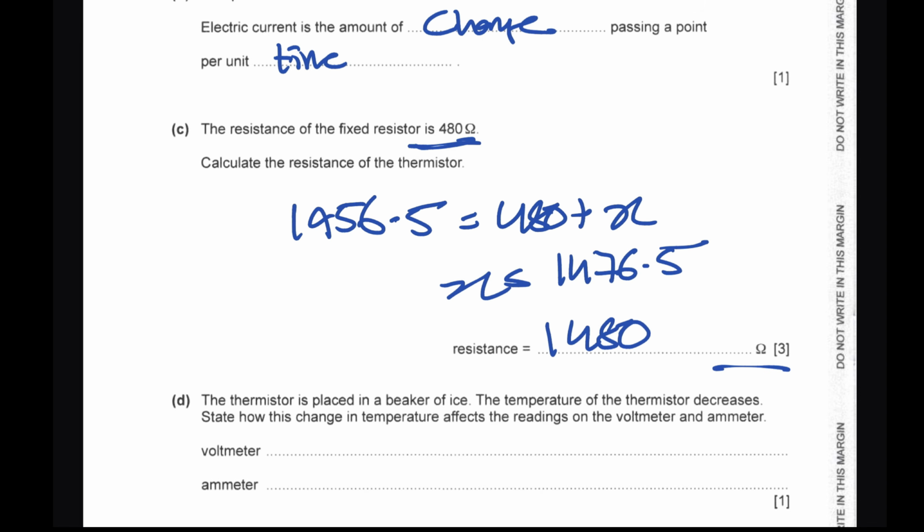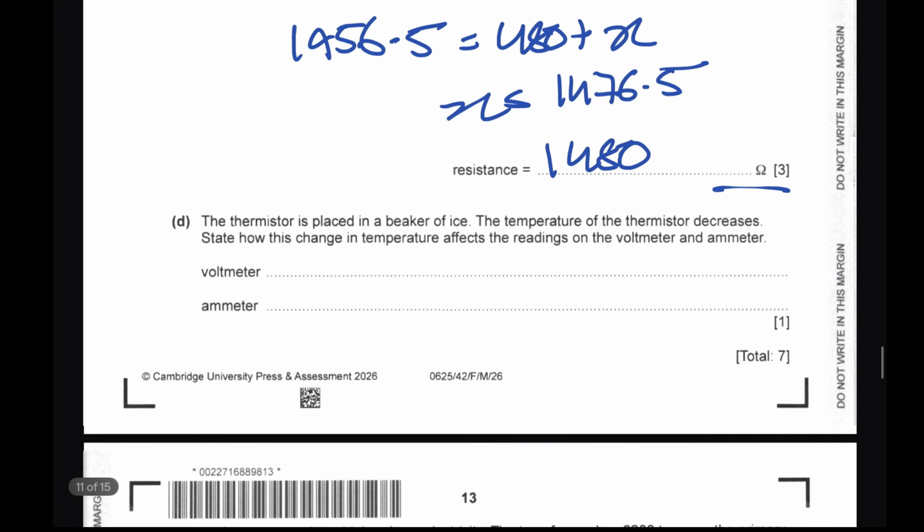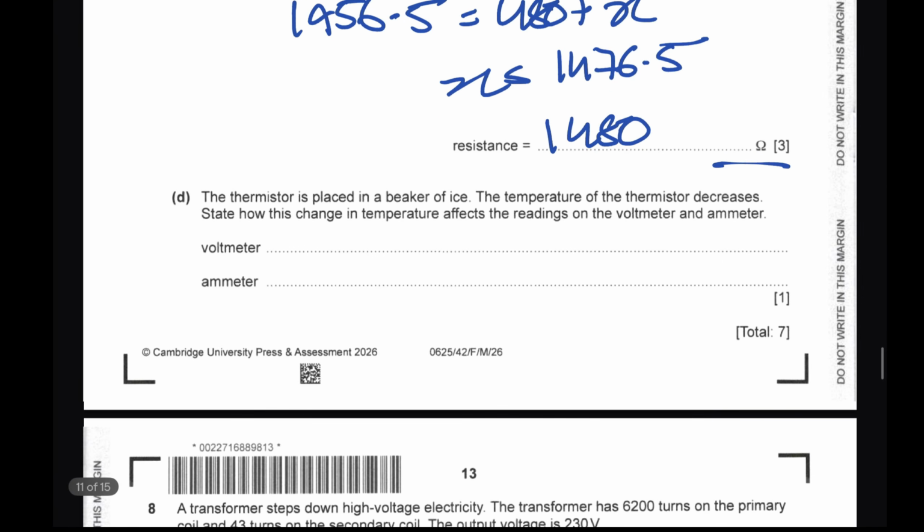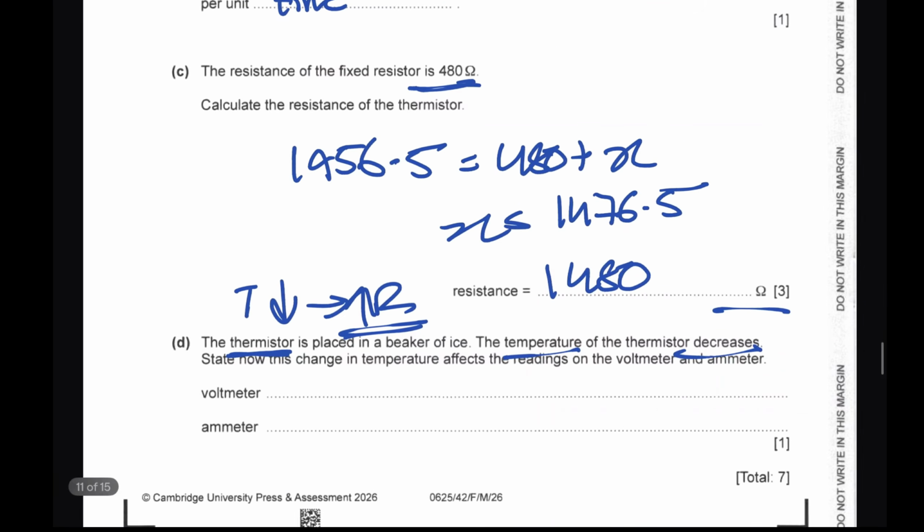Next. The thermistor is placed in a beaker of ice. The temperature of the thermistor decreases. State how this change in temperature affects the readings of the voltmeter. So let's first sort this out. If the temperature decreases for thermistors, basically the resistance will increase. In normal metal wires, it's the other way around. But for thermistors, if the temperature decreases, resistance increases.